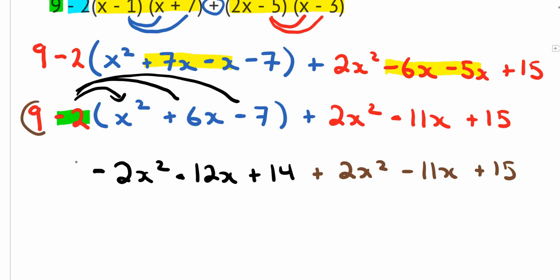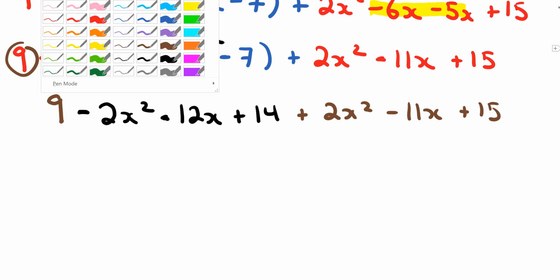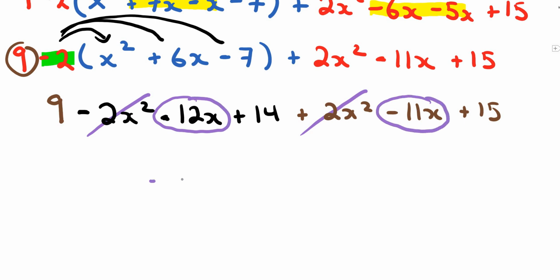And then finally, we also have a 9 that's leading off the problem as well. Okay, so that takes care of most of the heavy lifting now. What you want to do now is collect like terms as possible here. So I know this negative 2x squared and this positive 2x squared will definitely cancel out, and then we have a negative 12x and a negative 11x. So if I combine those, we'll get negative 23x.